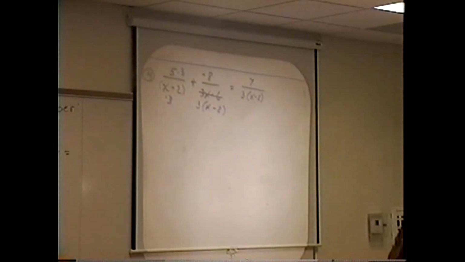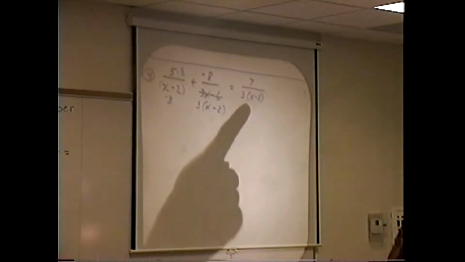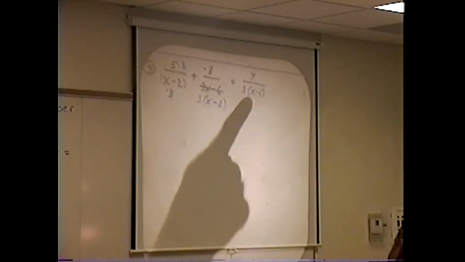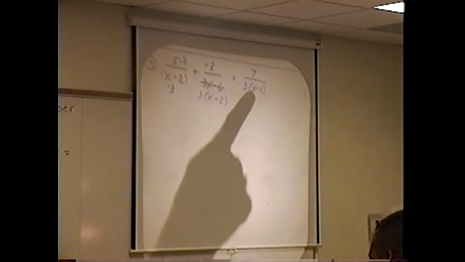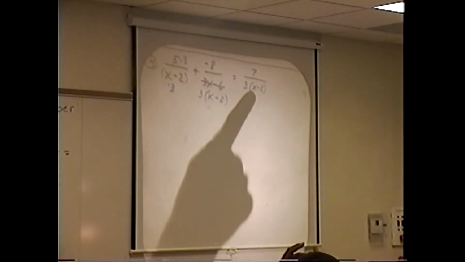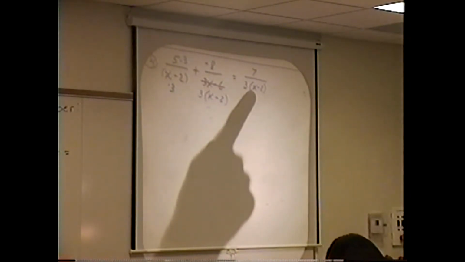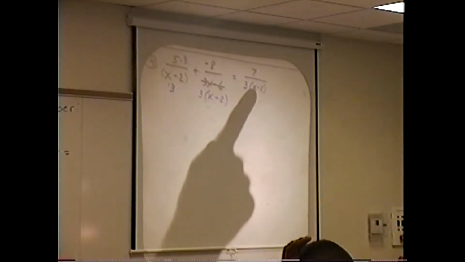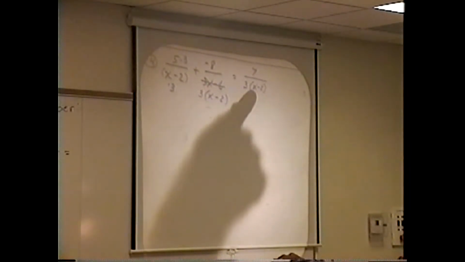0 is not a problem. X can be 0. There's no trouble at all. What can x not be? You better not let x be 2, right? Does everybody understand that you can't have a 0 in the denominator? If I put a 0 for x, I have a negative 6 in the denominator, don't I? Not a problem. But if I put a 2 right here for x, does everyone see I'll get a 0?